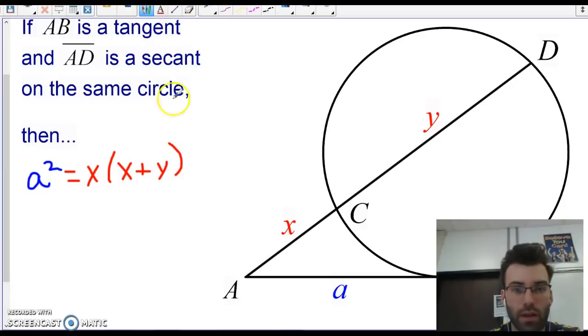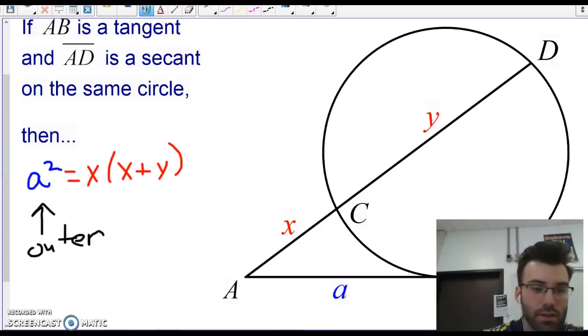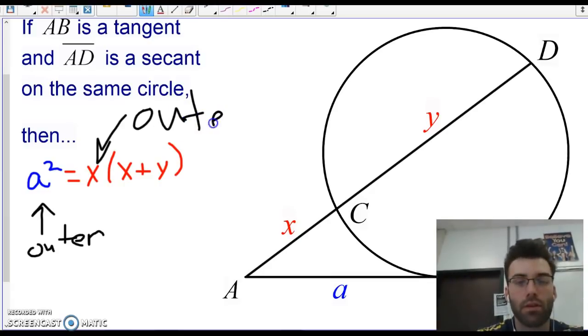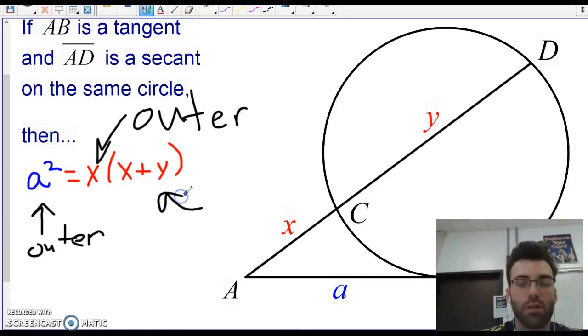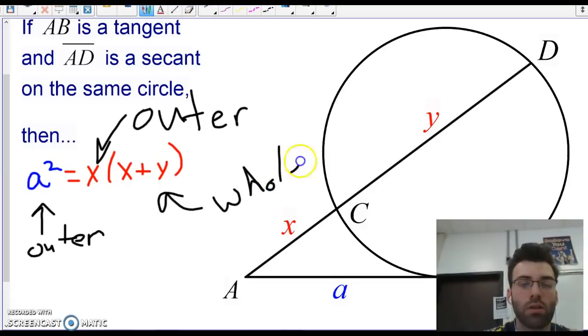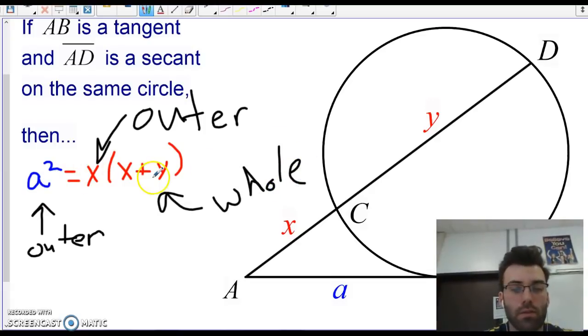All right, I'll label this. These are our outer segments. Outer. Oh wow, it's hard to write with this mouse. This is also an outer part. Outer. And this would be the whole secant. Okay?